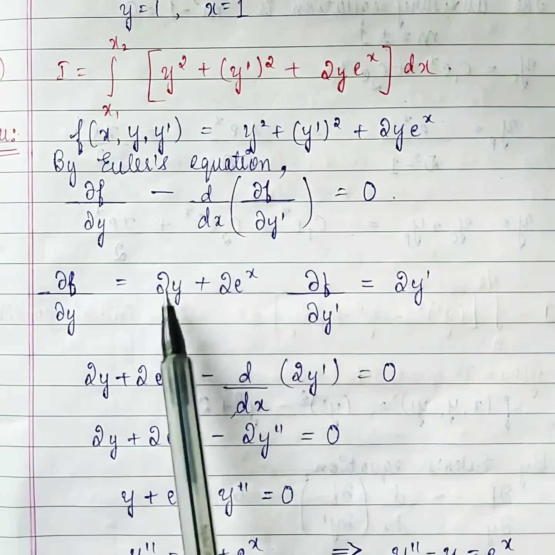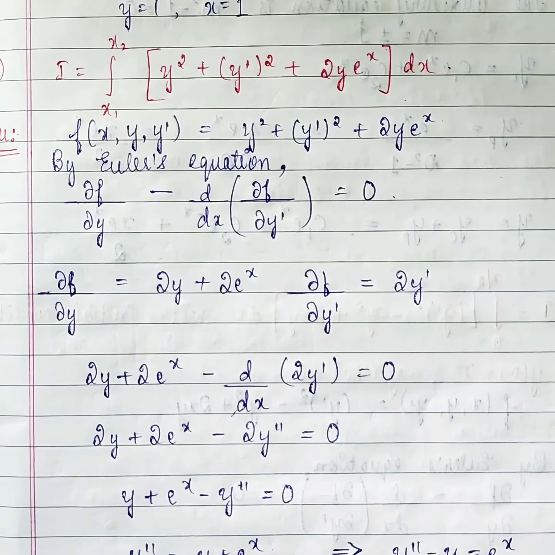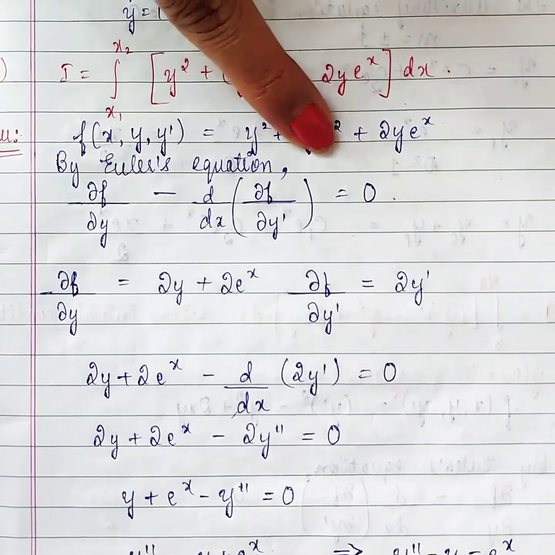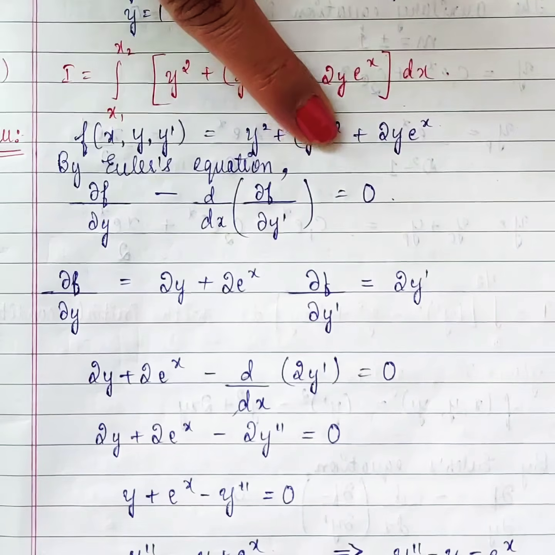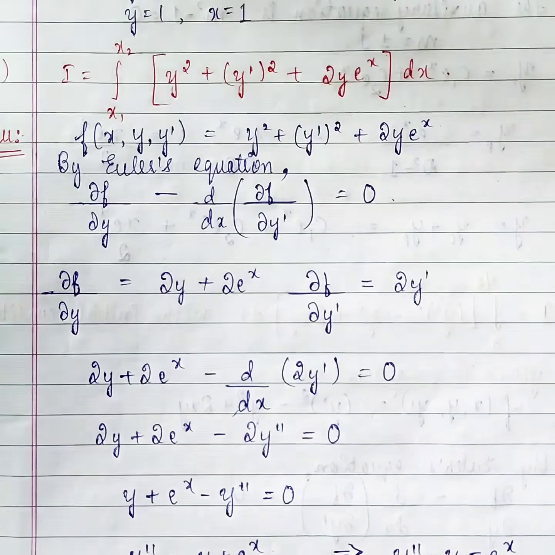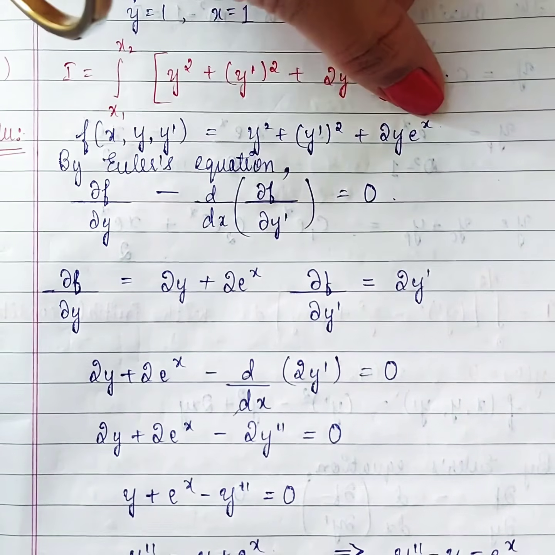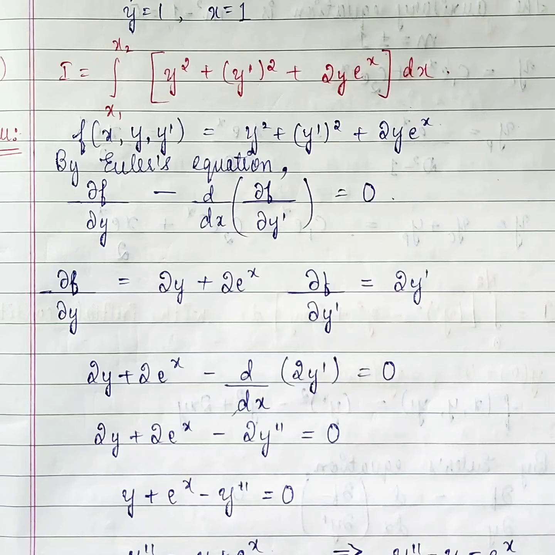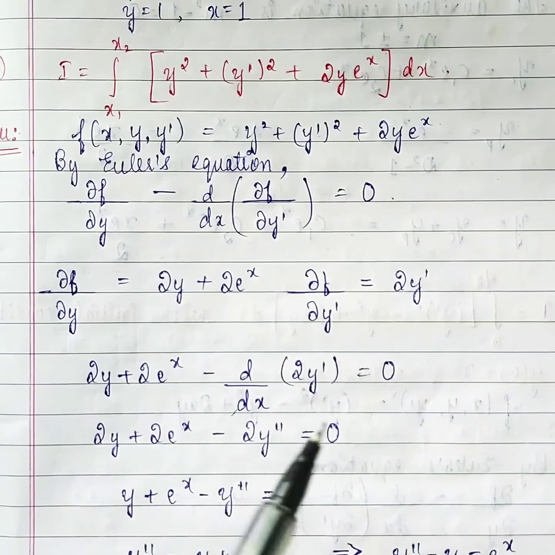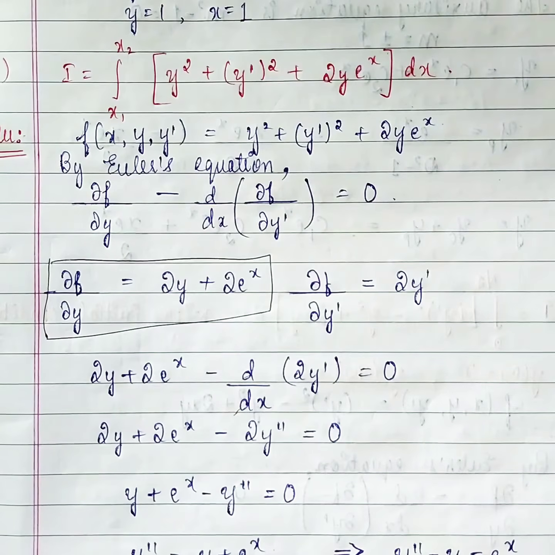So y square differentiation is 2y. You just imagine that this is just a constant. So other than the y term, whichever term is there, you just hide it. So it means it's just a constant. So if you differentiate partially, you will get 0. And then here plus 2 e power x. 2 e power x is a constant, and only y you are going to differentiate. So 2 e power x into 1. So we got del f by del y as this answer.